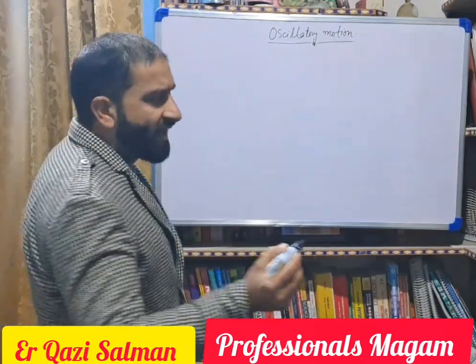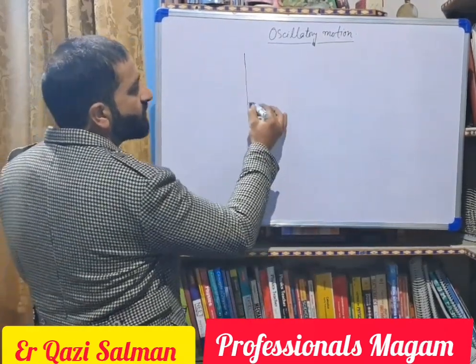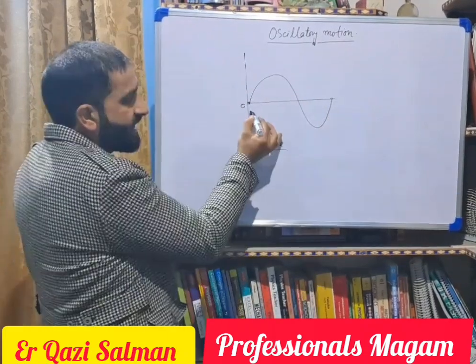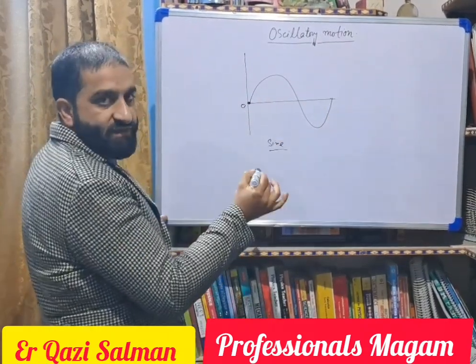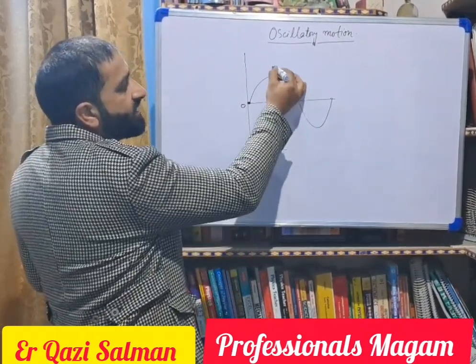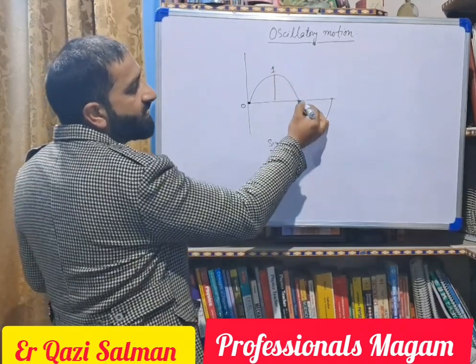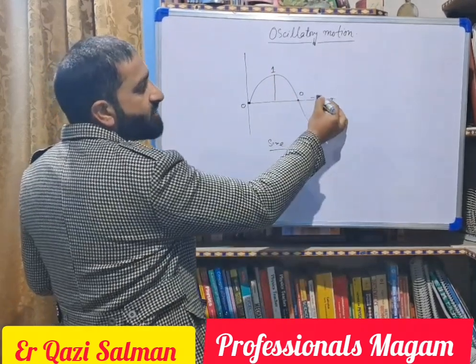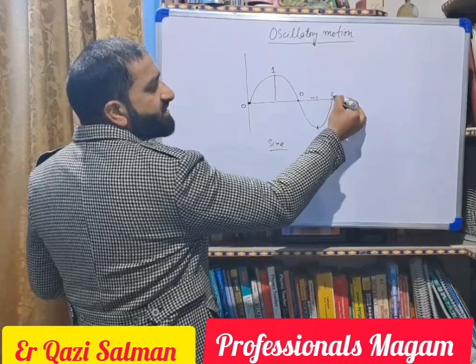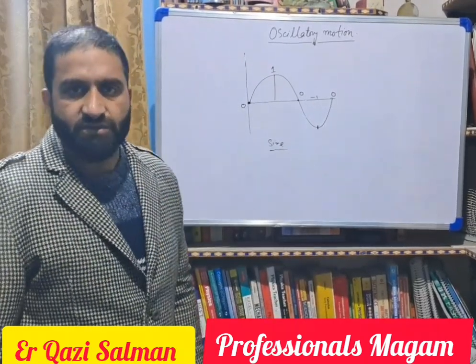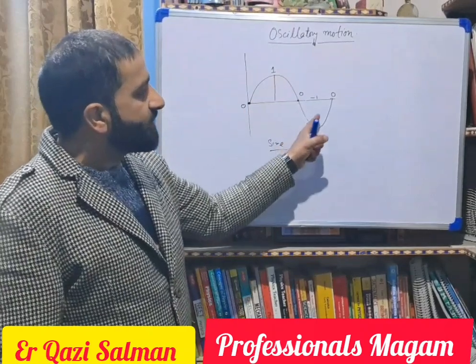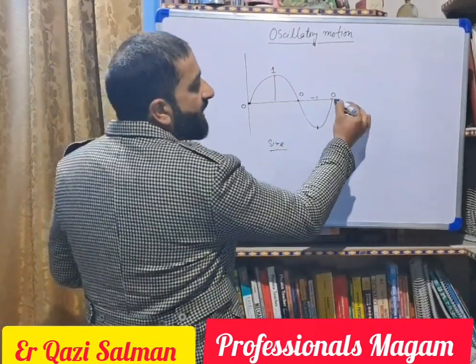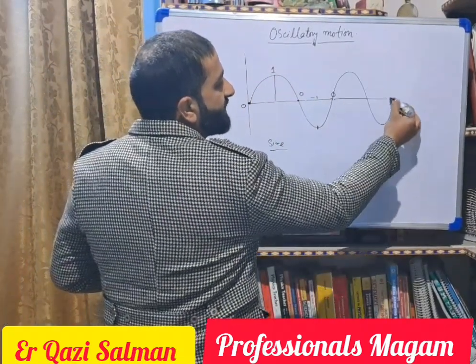If we take a look at the sine function, the sine curve looks like this. At angle 0, its value is 0. At angle 90, its value is 1. At angle pi, its value is 0. At angle 270, its value is -1. At angle 360, its value is equal to 0. That means it repeats itself. After another cycle, it looks like this.